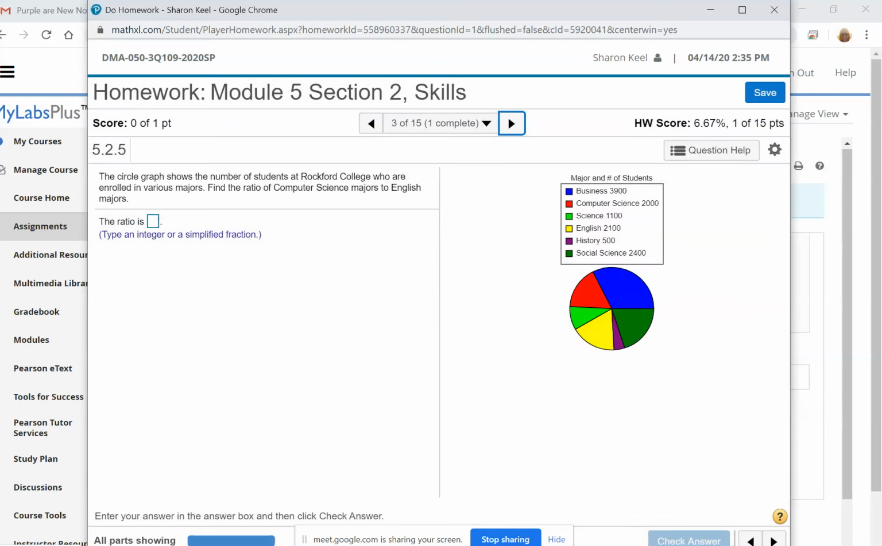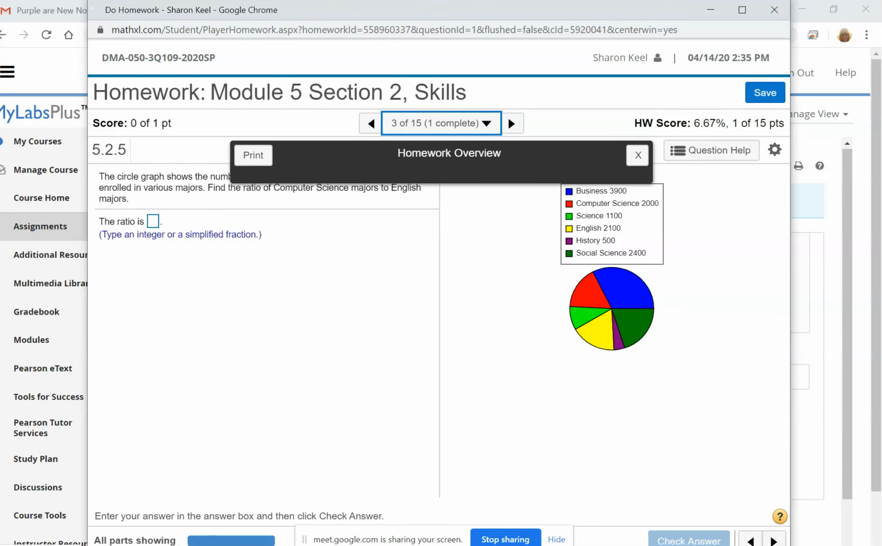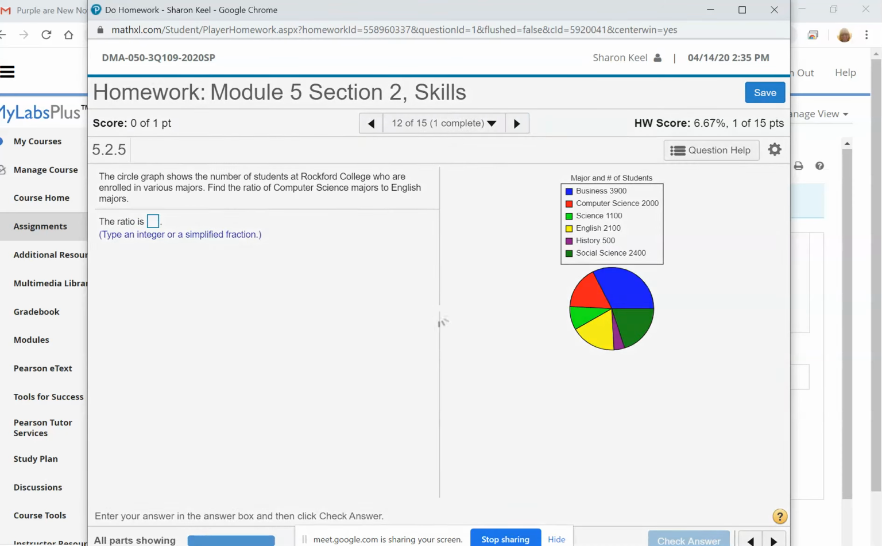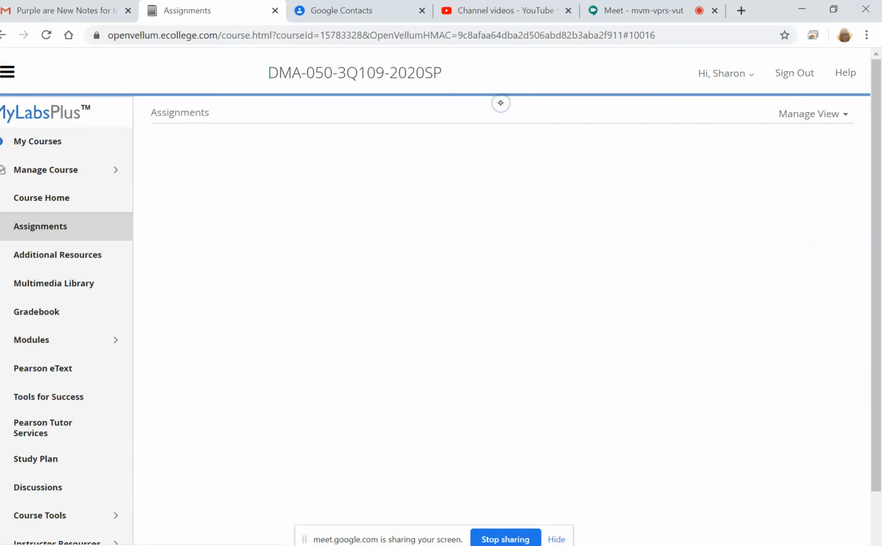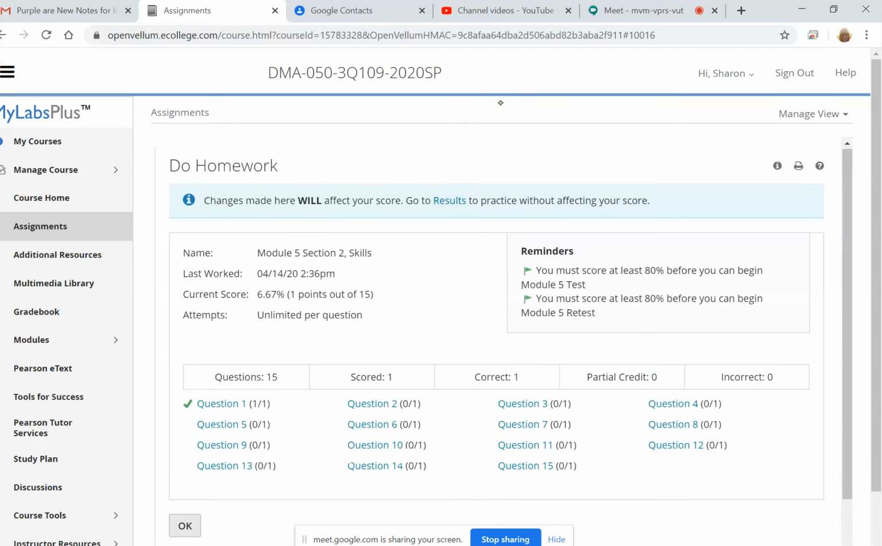But again, everything in this section is going to be all relating to reading and interpreting pie graphs or circle graphs. Here, if the library has 124,000 books, the number of books in the reference or other category. So reference is 17, other is 3. If we add 17 and 3, we'd get 20%. So we would calculate 20% or 0.20 times 124,000. And that's where we would get our total from. Okay, so that's what you're looking at in section 2, all of reading and interpreting your circle graphs.